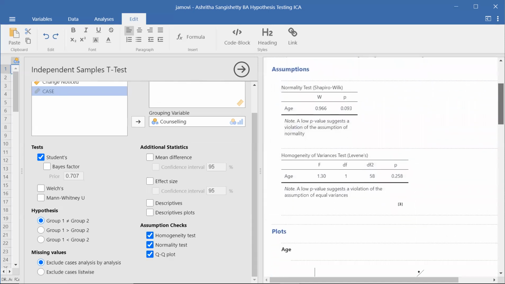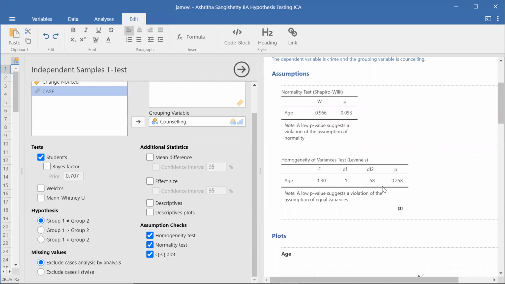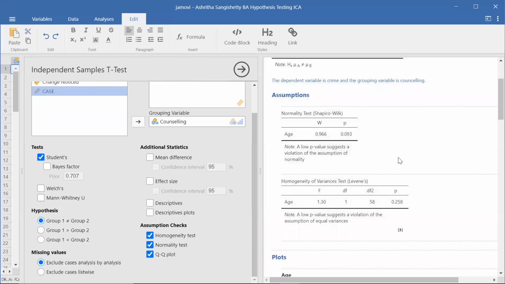Homogeneity can be tested using Levene's test. If the value of p is greater than 0.05, then the data is homogeneous. However, if it's less than 0.05, the data is heterogeneous. So over here, our data is homogeneous.